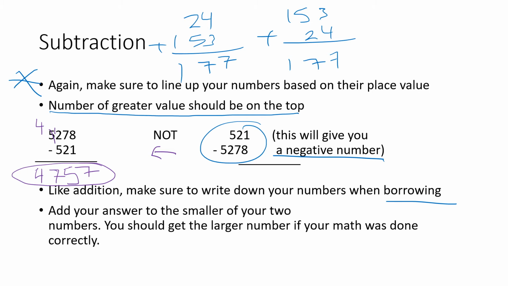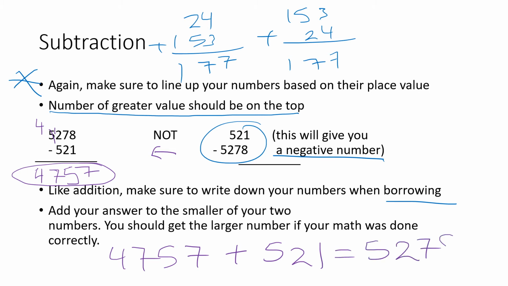Now, how do we check this? We take our 4,757, we add 521, and that should give us 5,278. Again, grab your phone, pull out your calculator app, and check it and see what you get. That should be your answer. And again, as always, make sure that you are double checking every problem as you go.